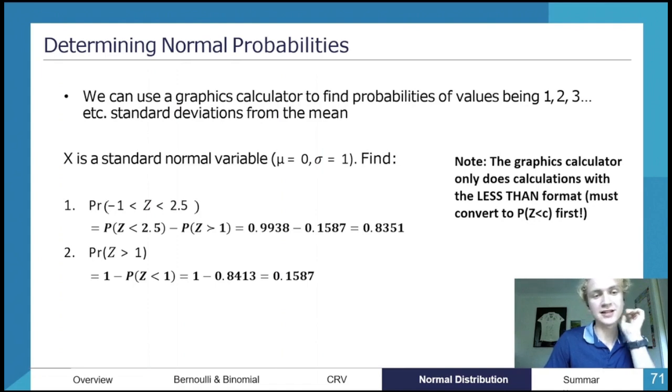Yeah, and that's just because we find the probability it's greater than 2.5 minus the probability it's less than 1, and that gives us this value. Okay, probability of Z being greater than 1, well, because it's the inverse, again, it's got to be less than. We get 1 minus the probability of Z being less than 1, which equals 1 minus 0.8413 equals 0.1487.